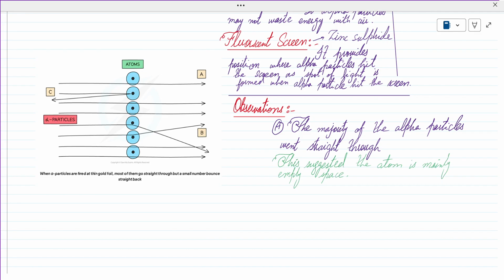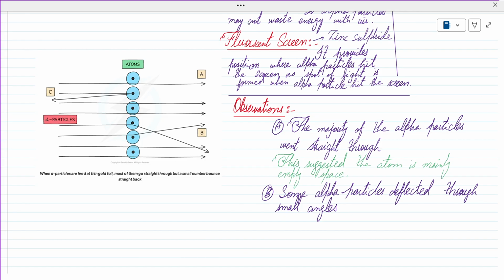Now see B. As you can see, in B some alpha particles were deflected through small angles, like less than 10 degrees.